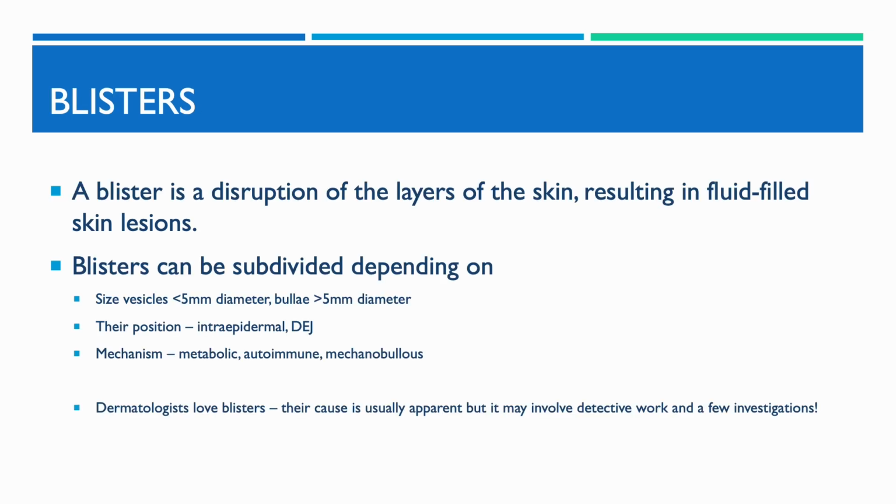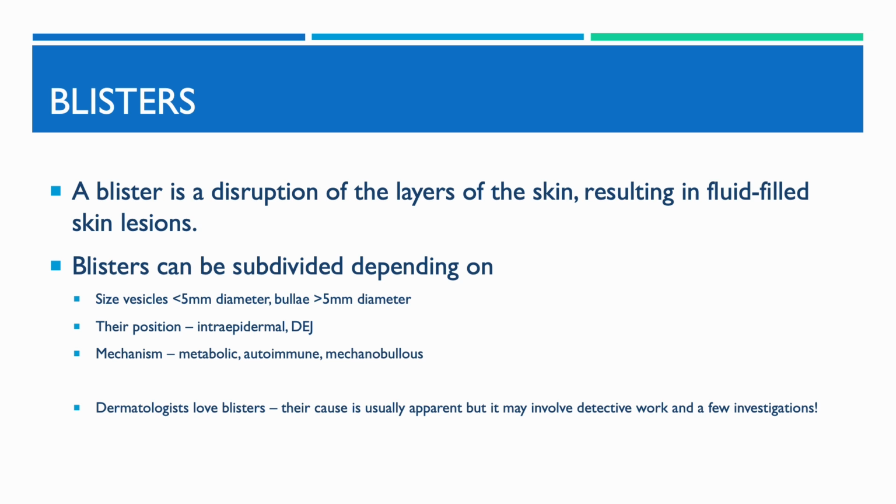So how is a blister defined? Well, a blister is a disruption of the layers of the skin resulting in a fluid-filled skin lesion. Blisters can be subdivided depending on a few different factors. For example, their size. Vesicles are less than 5 mm in diameter, whereas bullae are more than 5 mm in diameter. It is important to remember that vesicles can coalesce and form blisters just by the nature in which they join together. We can also describe their position, for example intraepidermal, below the granular layer, subdermal or dermoepidermal junction.